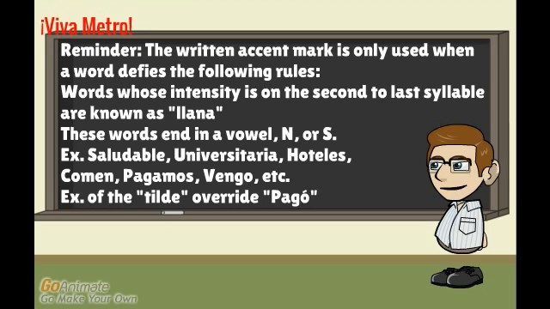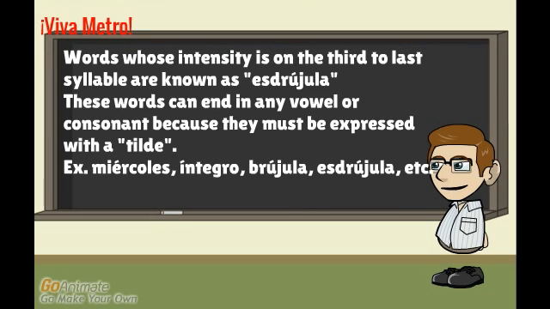We also have a tilde override. Using the same example we spoke about earlier on, the word pagó, which refers to he or she or it paid, ends in a vowel. So it looks like it should be a llana word, right? But it's pronounced pagó, with the stress on the last syllable, causing it to be aguda. That change occurs because there is an accent mark over the O, causing the intensity to be on the O instead of on the A, where it would be normally if the accent mark weren't there. So now for a quick review.